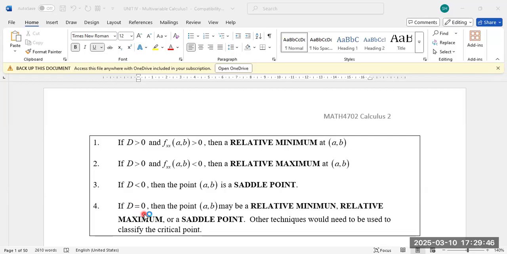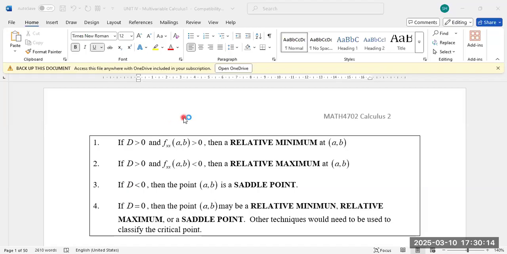So let's go again. When you evaluate your function, and D works out to be positive, you know you can't have a saddle point, because the saddle point only occurs when D is negative, right? The saddle point only occurs when D is negative. So once D is negative, you know, boom, I have a saddle point. But if D is positive, you can have a relative maximum or a relative minimum. You don't know which is which just yet.